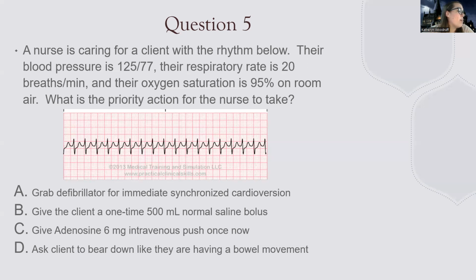Give adenosine 6 milligrams. And I like that because they're pretty stable. They could probably tolerate it. Maybe I could reset this rhythm. But let's look at our last choice.